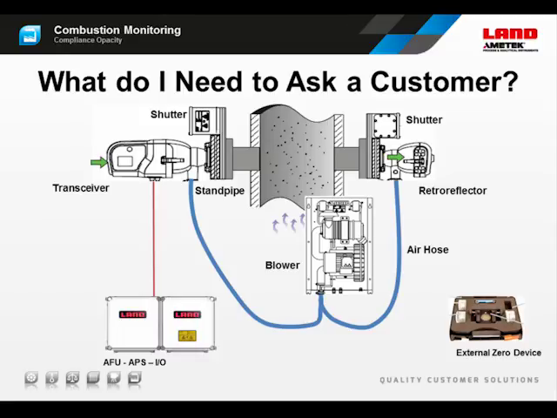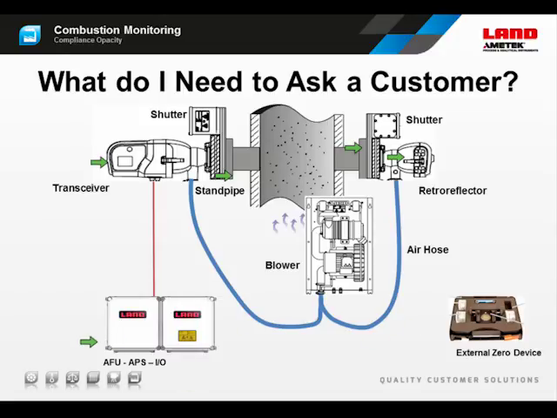The transceiver and retro and the standpipes they mount on are really the only absolutely essential parts of an opacity monitoring system. Now, standpipes are required because the optical alignment of the transceiver and retro is done by adjusting the tension of the bolts on the standpipe. So the instrument can't be mounted to a standard ANSI flange, though we do offer adapters that allow our standpipe to go onto an ANSI flange.